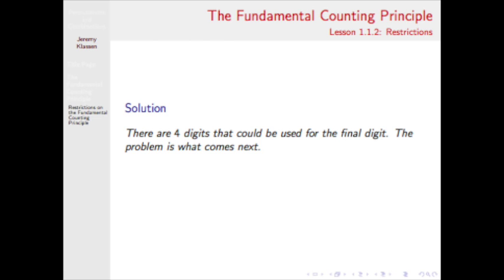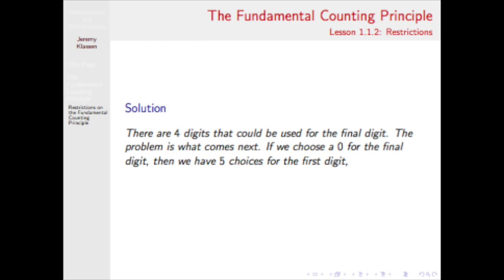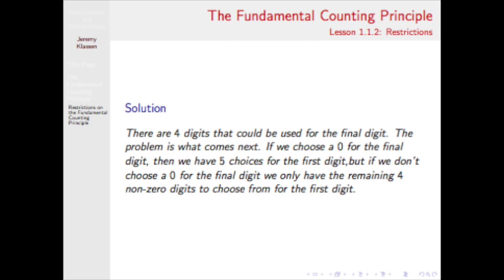But then the issue is, what do we do next? The problem here is the 0. If we choose a 0 to be in that final digit, then we have 5 choices for the first digit. Because as long as the 0's been used, it doesn't matter what digit we start the number with. But if we don't choose a 0 for the final digit, we don't have 5 choices for the first digit because we can't choose 0 to start a number. So we actually only have 4 choices for that first digit. It must be non-zero. And so there's the problem. Is it 5 choices or 4 choices for the first digit?